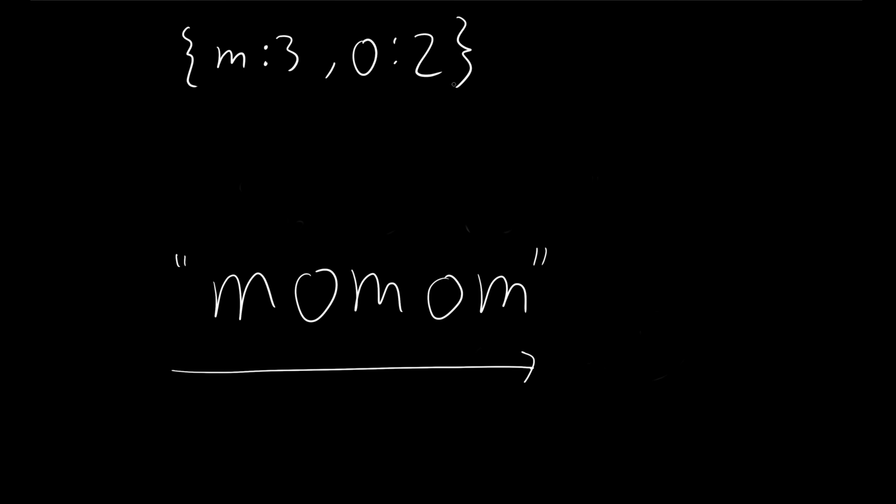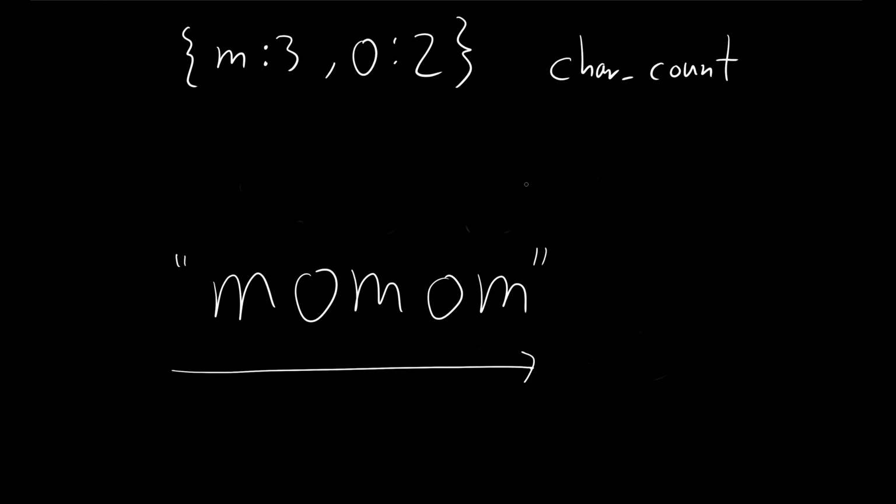First we're going to scan through the whole string so that we can get a dictionary of the counts. Once we scan the whole string, we're going to get a dictionary that looks like this: M equals 3, O equals 2. We get this after we've scanned through it. We're going to call this char count. This is our dictionary right here.